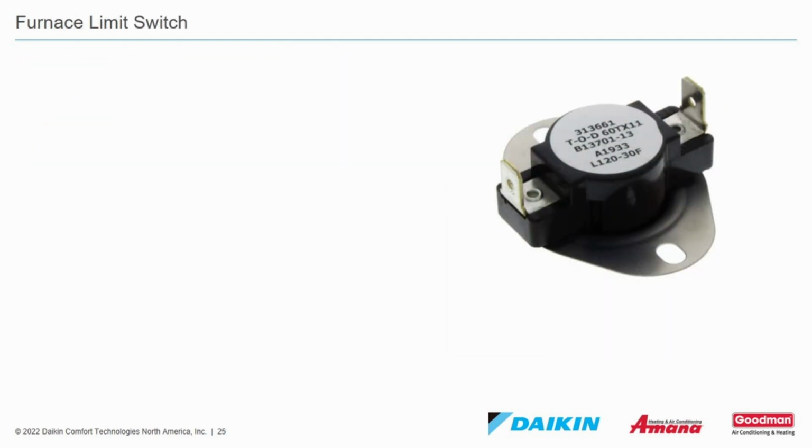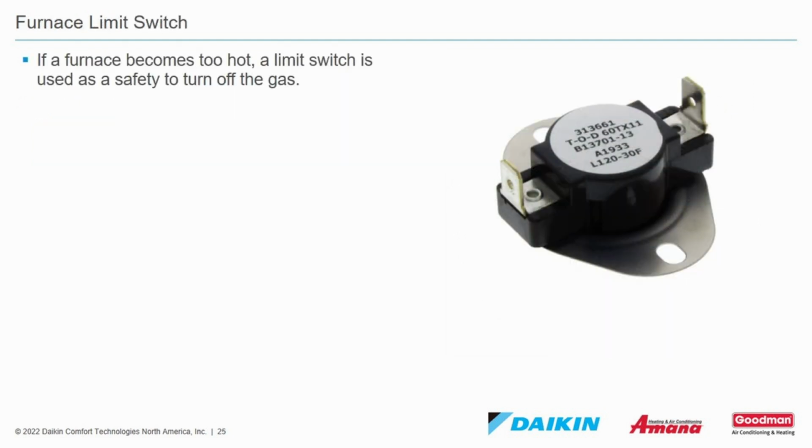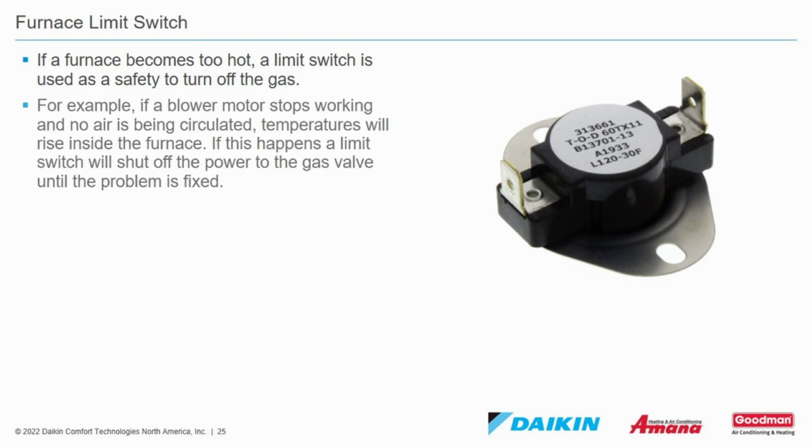Furnace limit switch. If a furnace becomes too hot, a limit switch is used as a safety to turn off the gas. For example, if a blower motor stops working and no air is being circulated, temperatures will rise inside the furnace. If this happens, a limit switch will shut off the power to the gas valve until the problem is fixed.